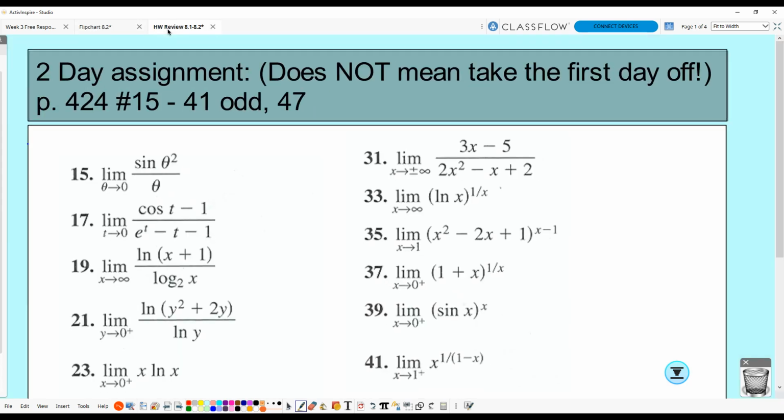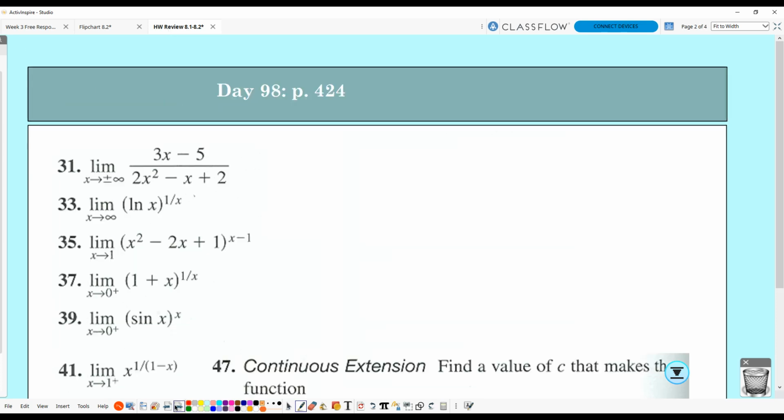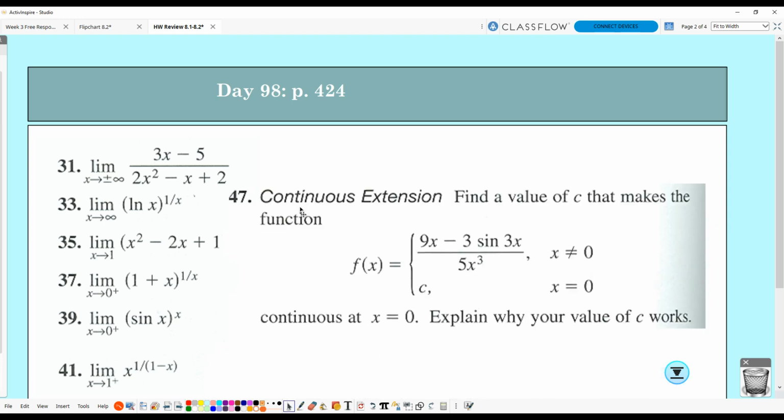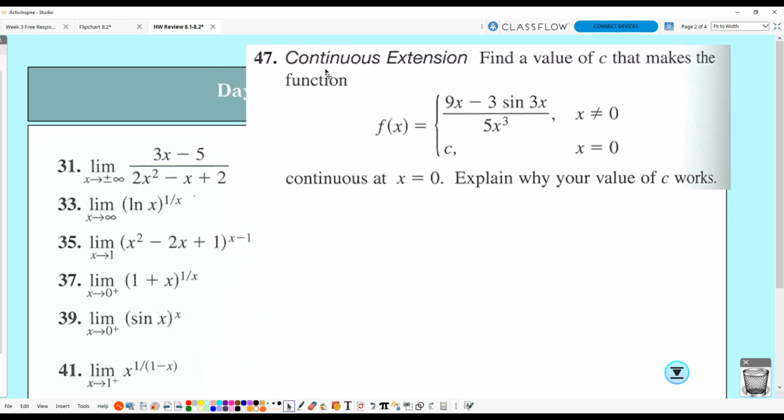So, questions from the L'Hopital's homework? Yes? 47. 47 was really good. 47 was fun. We also do 39. 47 was fun once I figured it out. Okay. So 47 is saying this is effectively a removable discontinuity. What's the y value? So it's really asking you to do the limit as x approaches 0 of this thing.